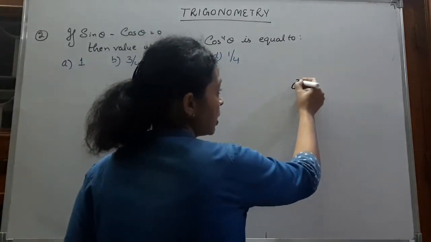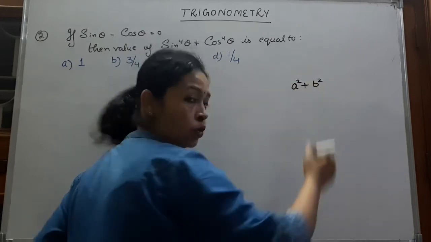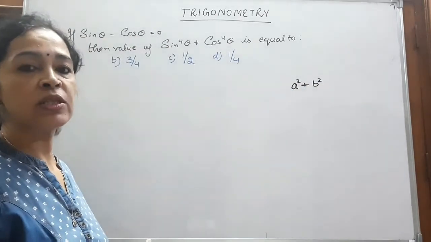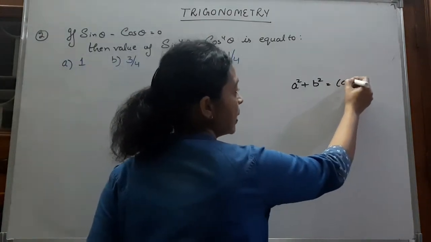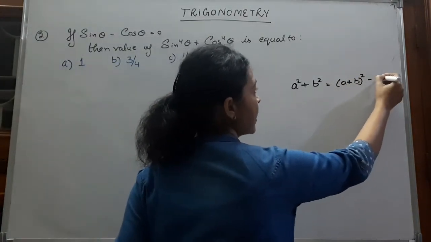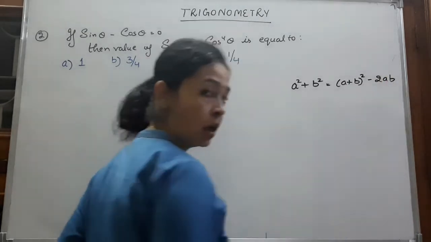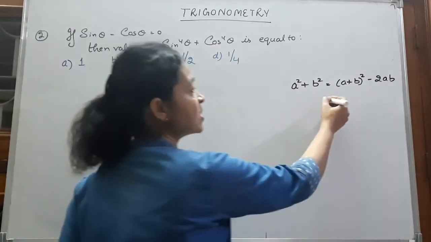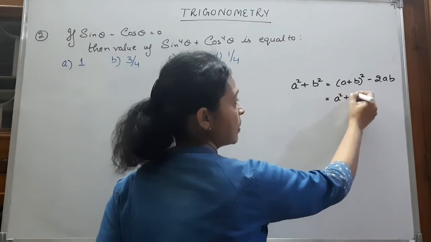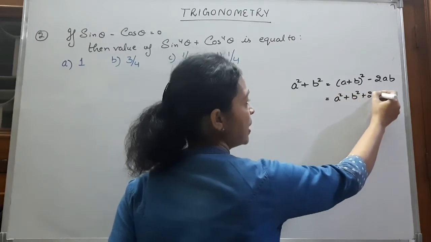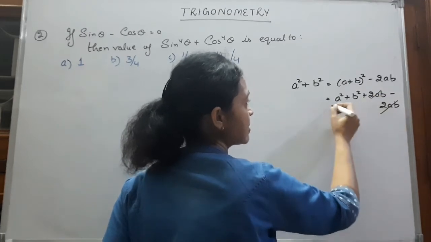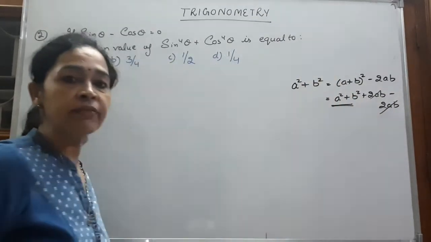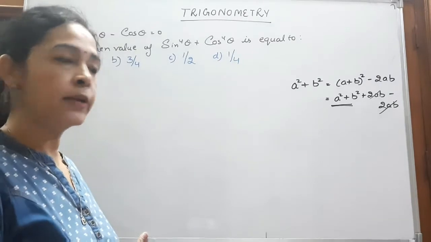Children, what is a square plus b square? Do we have any formula for a square plus b square? A square plus b square can be written as a plus b whole square minus 2ab. How? What is a plus b whole square? A square plus b square plus 2ab, and we have minus 2ab, both get cancelled. What is left? A square plus b square.